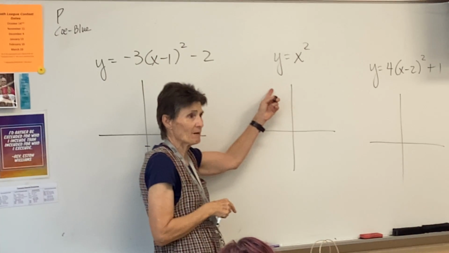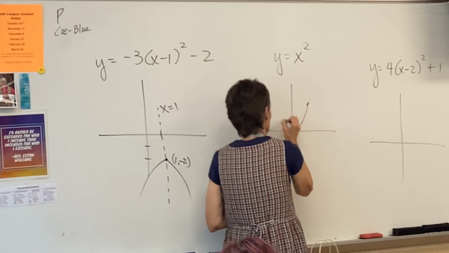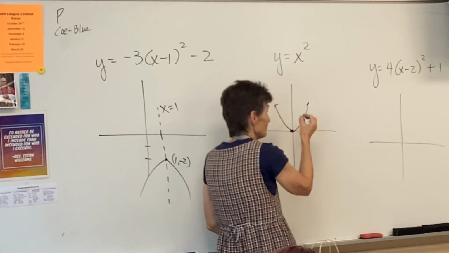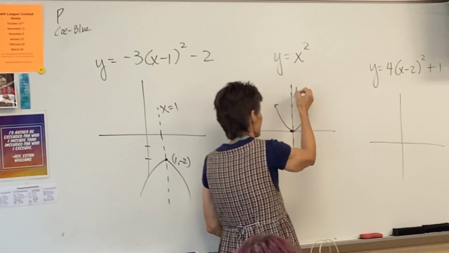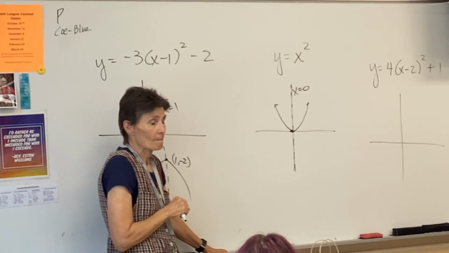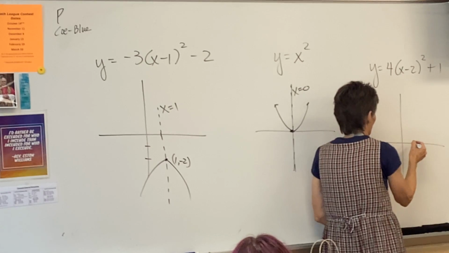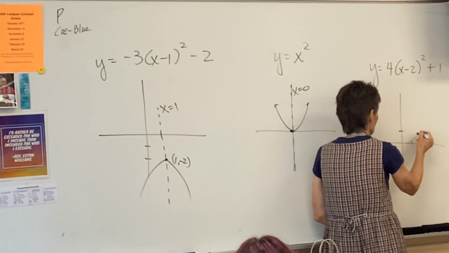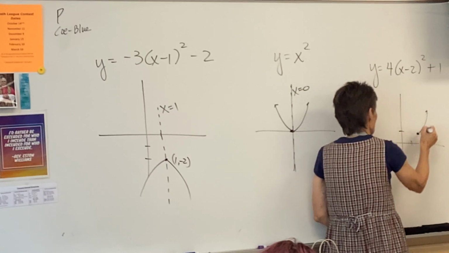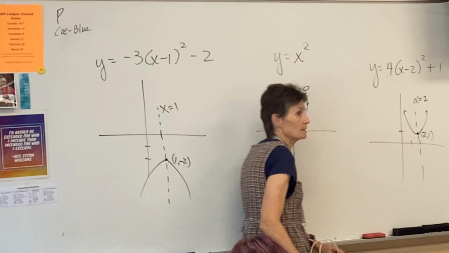Isn't this one just your BFF card? Yeah. So I hope you said the vertex was at the origin. Yep, 0. It opens up, and your axis is x equals 0. And what about this one? 2, 1. X equals 2. Opens up, and x equals 2. Perfect.